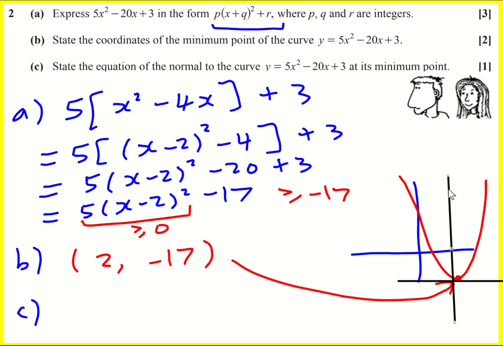And essentially we're being asked for the line of symmetry. So it is simply x equals whatever the x coordinate is at the minimum point, and that is 2. So it's x equals 2.